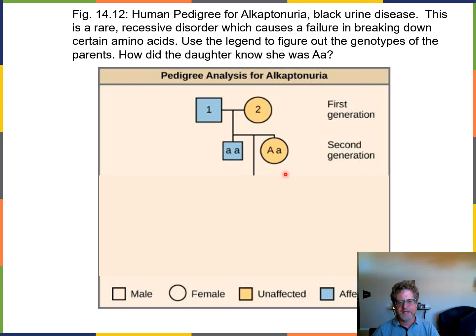And go ahead and take a look at that and see if you can figure out what the genetics are for the father and the mother. You should be able to. If you can't, just read the next slide and it will explain it.